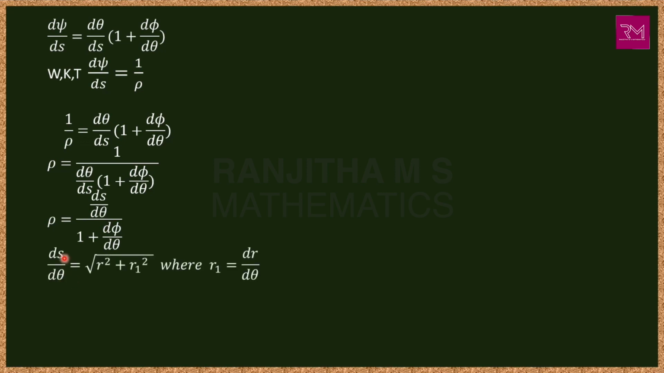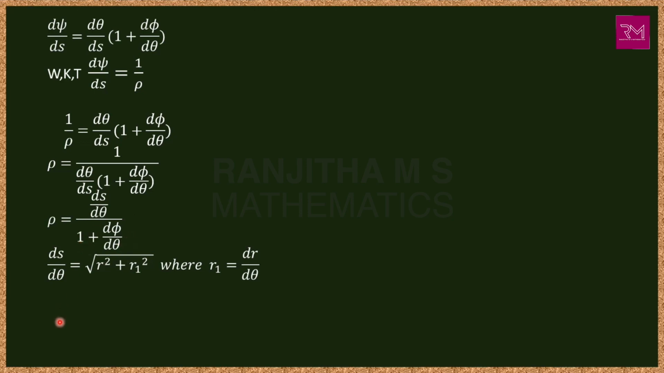The formula of arc length in polar form is given by ds by d theta equal to square root of r squared plus r1 squared, where r1 is dr by d theta, the derivative of r with respect to theta. We already discussed this in the previous video. We can substitute ds by d theta easily, but we have to obtain 1 plus d phi by d theta also.